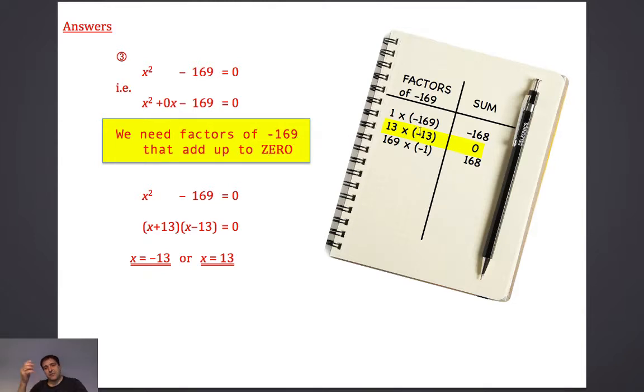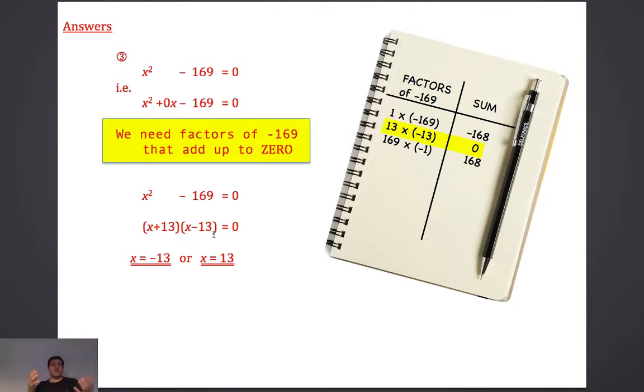There were only three possibilities to think about: 1 times minus 169, 169 times minus 1, and then 13 times minus 13. So the ones that add up to 0 are 13 and minus 13. So that factorizes into x plus 13 times x minus 13.